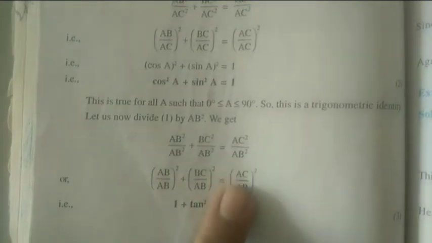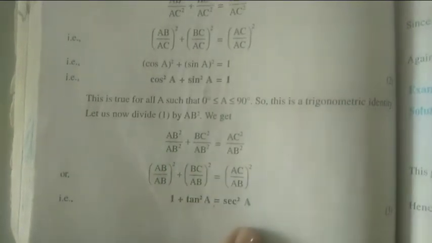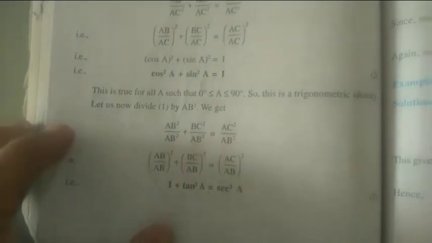Likewise, now divide the equation AB square plus BC square is equal to AC square by AB square. We get AB square over AB square plus BC square over AB square is equal to AC square over AB square. So AB square over AB square cancels out to 1, then BC over AB whole square means tan square A, and the right side will be sec square A. So this is the second identity.